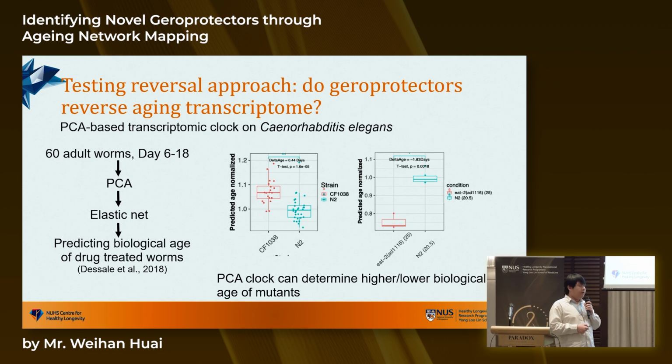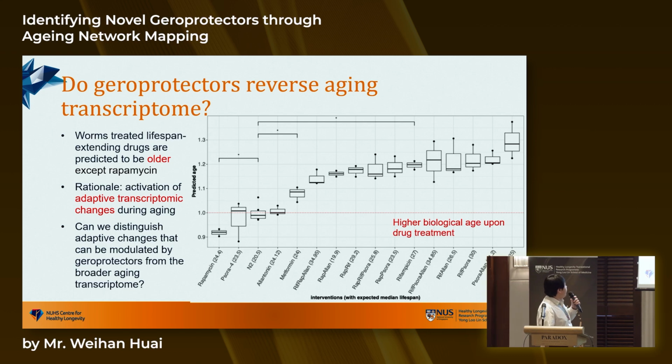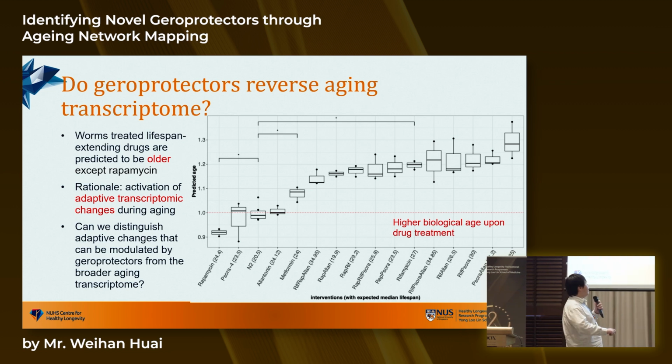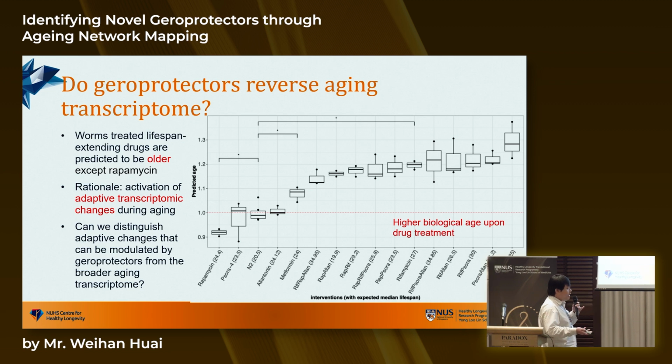But when we think about the drugs, what's actually happening is that these worms treated with lifespan-extending drugs are mostly predicted to be older, except rapamycin. So we can see that individual drugs are mostly predicted to be older, and there are lifespan-extending drug combinations, and they are predicted to be even older. So why is this happening?